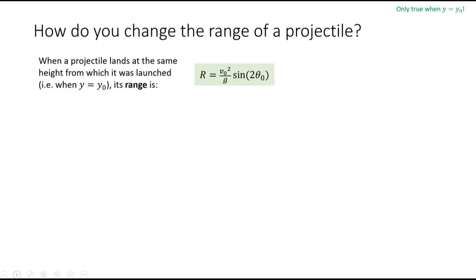Okay, so we have our equation. I've rewritten it here, and we want to use this to analyze our range. So specifically, a lot of the times when you're thinking about projectiles, you'll be thinking about, how do I maximize my range? How do I get this projectile to go as far as possible?